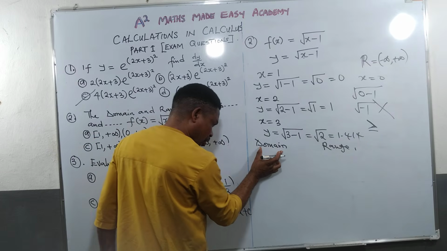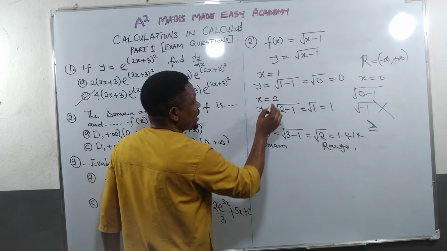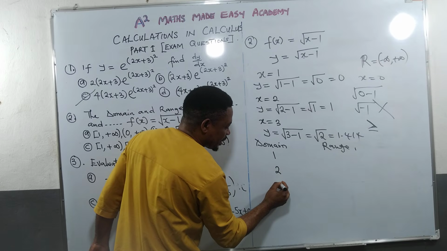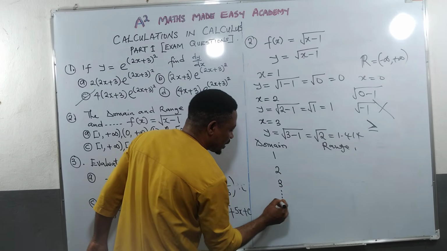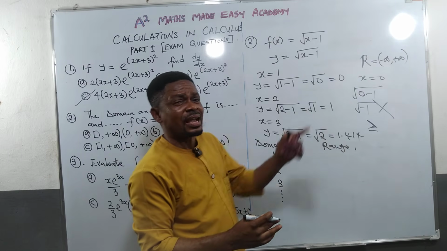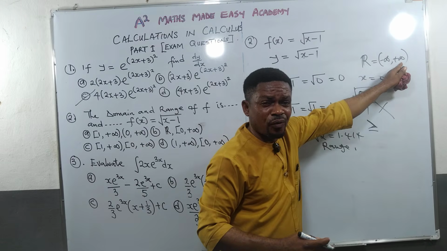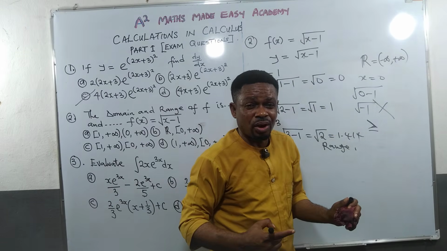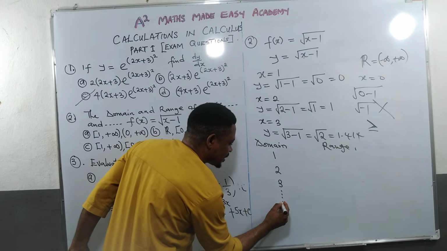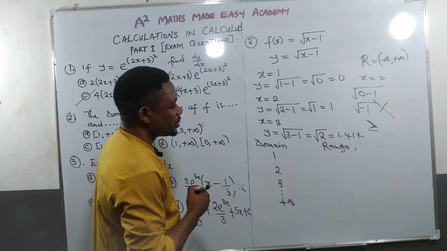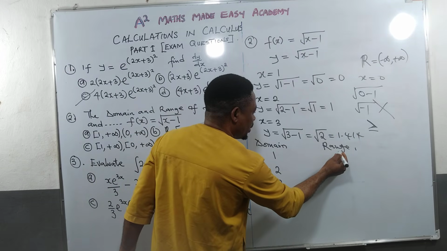What are the values for domain? The least value there is when x is what? 1. It increases to what? 2. It increases to what? 3. And since it's increasing, my question is this. What is the word increase? Is it negative infinity or positive infinity? Anytime you hear the word increase, it is positive infinity. So which means this value is tending to positive infinity. Am I communicating now?